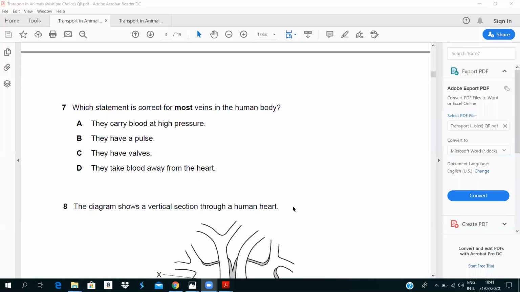Yes, sir. Can you read? Which statement is correct for most veins in the human body? A, they carry blood at high pressure. B, they have a pulse. C, they have valves. D, they take blood away from the heart. So the answer is C, because we explain it now. Okay, that's clear. Number 8. Thank you, sir.